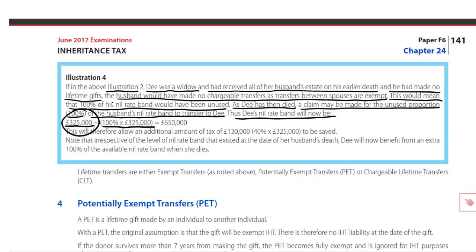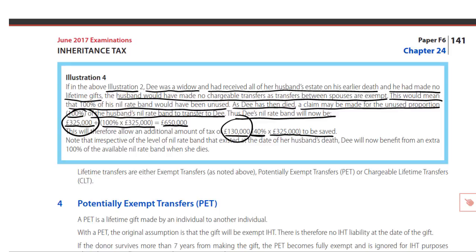She gets effectively 200% of the current nil rate band, which at 325 would mean she ends up with £650,000 worth of nil rate band. So that would allow an additional amount of tax of £130,000 to be saved. We've now got an extra £325,000 of D's estate that will now not be chargeable to 40% tax, so that's going to save £130,000.